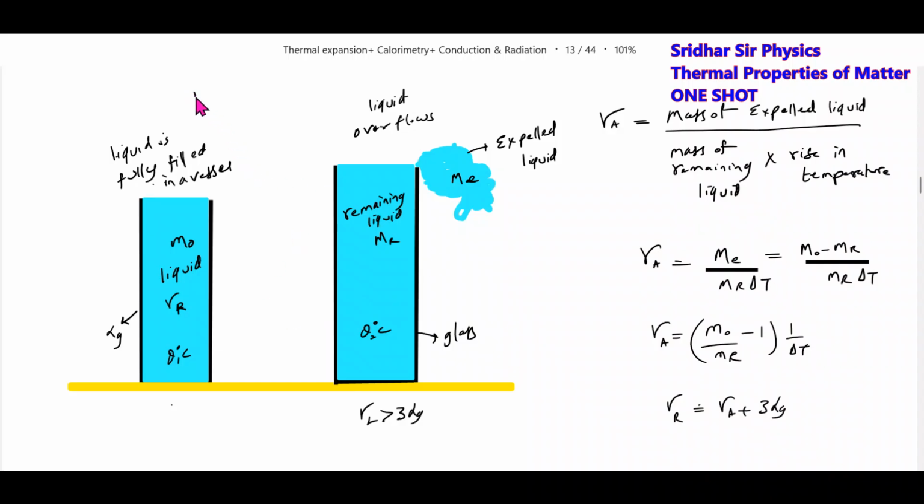What is m naught? m naught should be equal to mr plus me, no? The mass of the remaining liquid plus the mass of expelled liquid. So me we can write as m naught minus mr. So there is one formula. Now apparent expansion equals m naught by mr minus 1, into 1 by delta T, where delta T is the rising temperature, theta 2 minus theta 1. We'll get the apparent expansion. We know the volume expansion of the glass, so we'll get the real expansion of the liquid. These are the type of problems you can expect. More than this is not needed. Just remember this much.